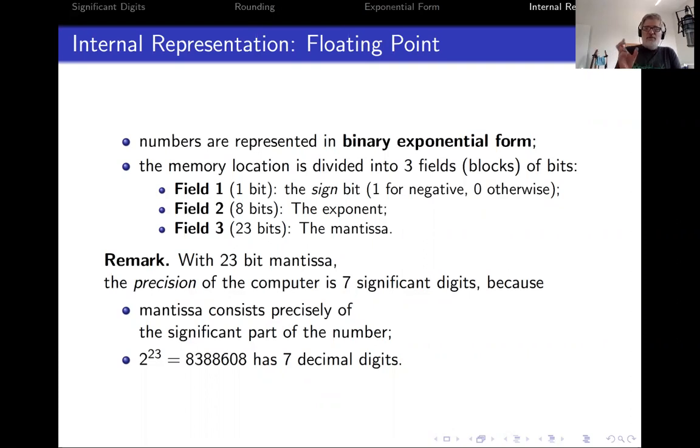Now, we compute significant digits in decimal. So what's the biggest number that you can write on the mantissa? It's 2 to the 23, which is 8388608 in decimal, and that's 7 decimal digits, okay? So that's the precision of the computer if you're working with a floating point on 32 bits.